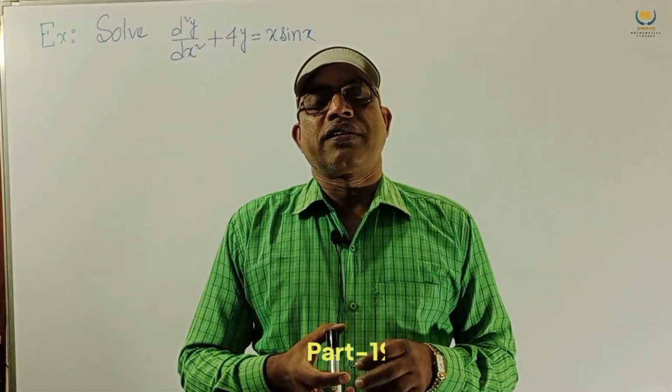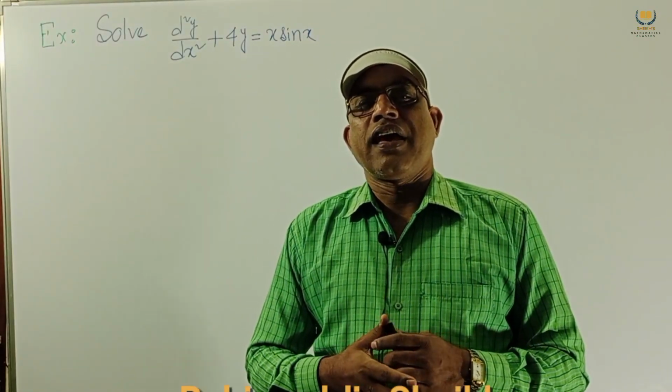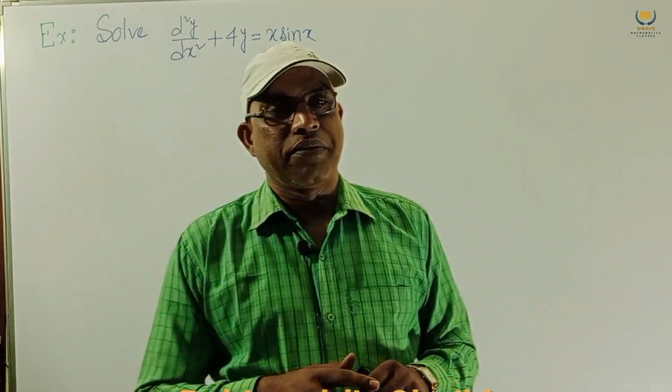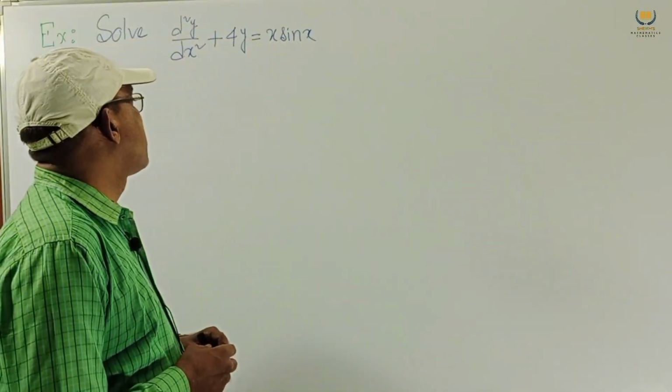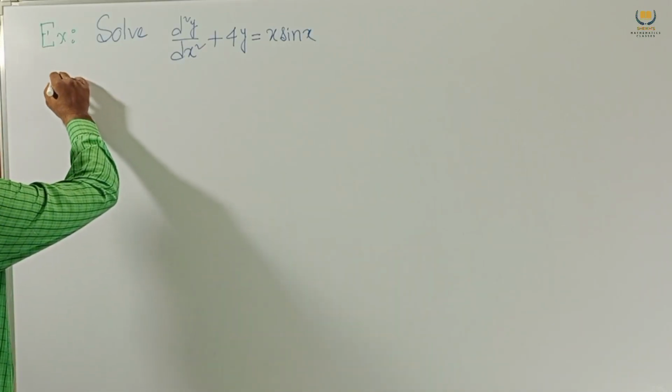Now today we start some problems where the right hand side is algebraic and trigonometric, with only sine and cos given. If we have this type of problem, how do we solve it? So the solution starts.